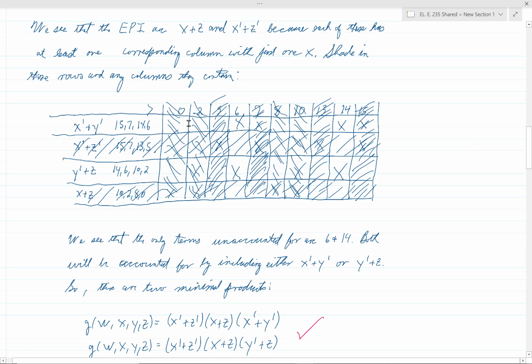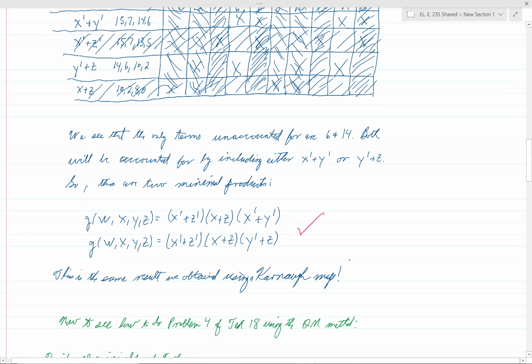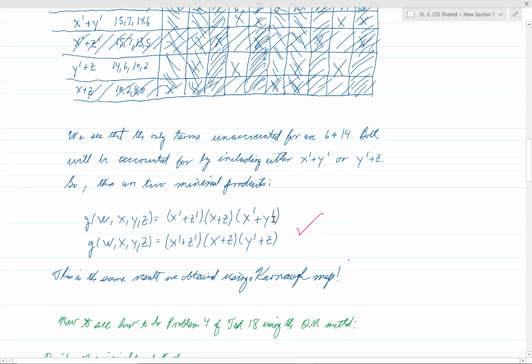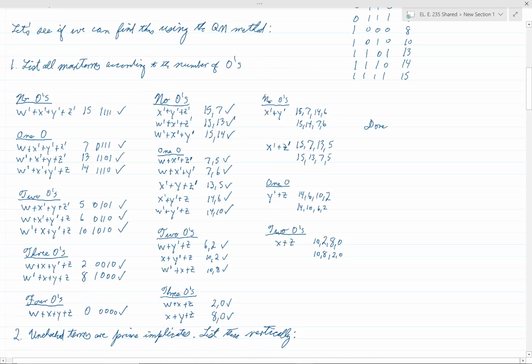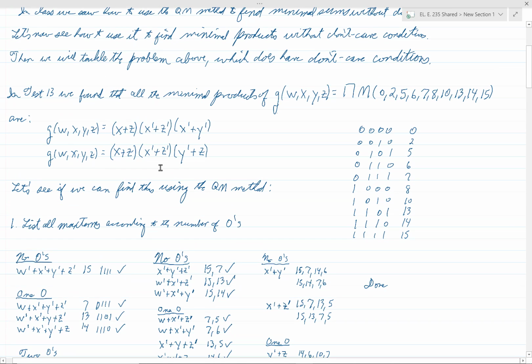But the interesting thing is that we can do so in two ways. Notice that if we included x prime or y prime, that would take care of both 6 and 14, or if we included y prime or z, that would take care of 6 and 14. So there's two equally good ways to take care of 6 and 14, and so there are two minimal products. In one of these we have x prime or y prime, and in the other one we have y prime or z. And if you check, you will see that this is exactly the same result we obtained with the Quine-McCluskey method right up here.